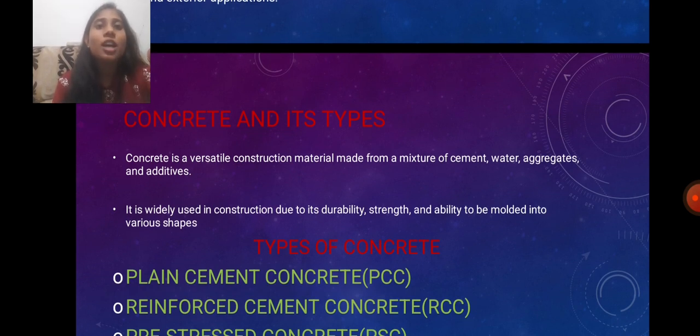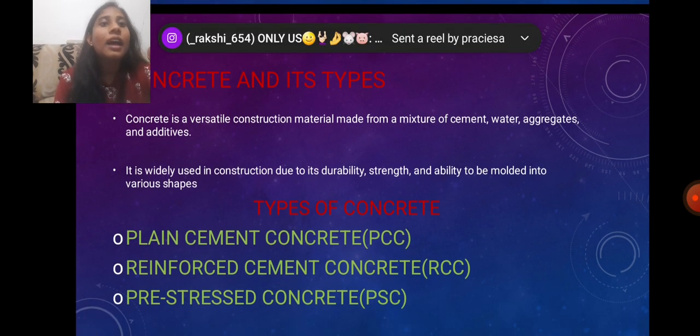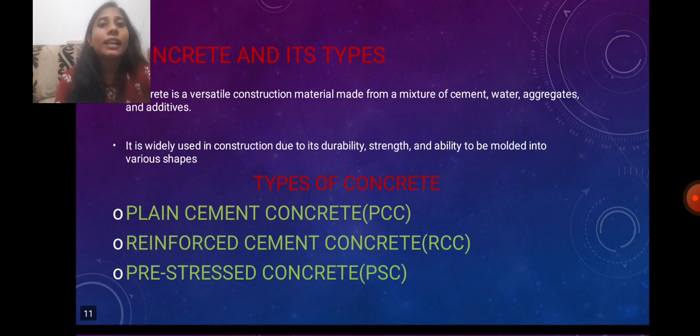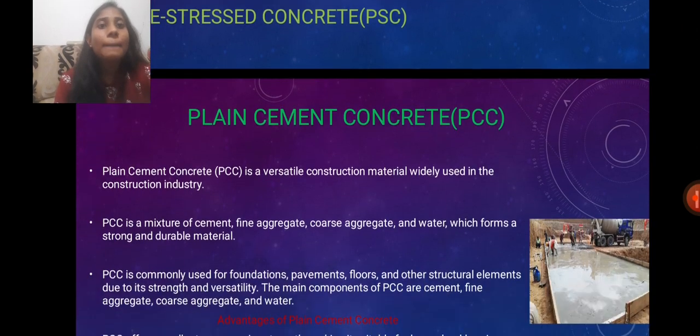What is concrete? Concrete is a construction material made by mixing cement, water, aggregate and additives. It is widely used in construction due to its durability, strength and the ability to be molded into various shapes. It consists of mainly three types: plain cement concrete, reinforced cement concrete and pre-stressed concrete. Let's learn about them one by one.